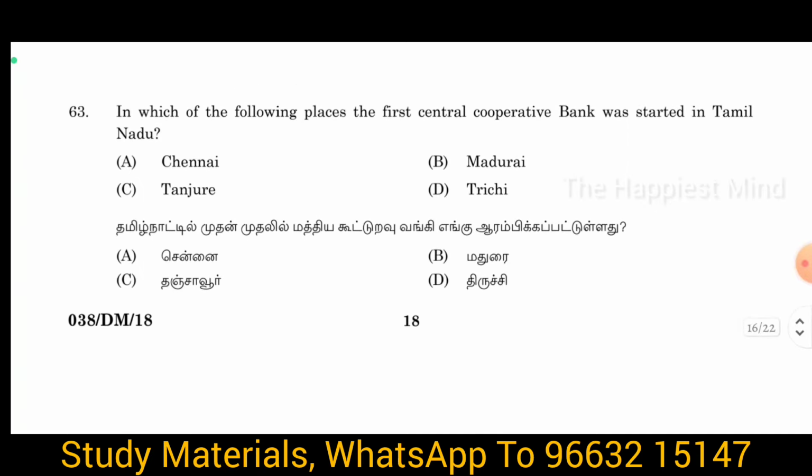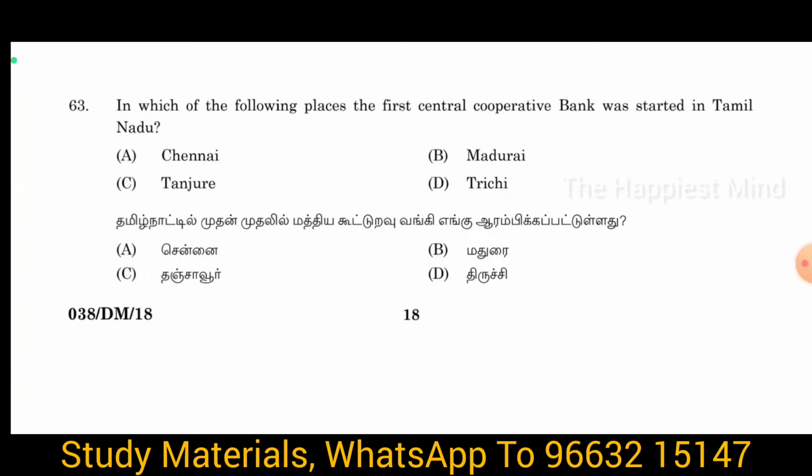Question 63. In which of the following places the first central cooperative bank was started in Tamil Nadu? எந்த பிளேஸில் ஃபர்ஸ்ட் சென்ட்ரல் கோஆபரேட்டிவ் பேங்க் ஸ்டார்ட் ஆச்சு அப்படின்னு கேட்டிருக்காங்க. ஆன்சர் பார்த்தீங்கன்னா ஆப்ஷன் பி, மதுரை. ஸோ மதுரையில் தான் ஃபர்ஸ்ட்டாக சென்ட்ரல் கோஆபரேட்டிவ் பேங்க்ஸ் ஸ்டார்ட் ஆயிடுச்சு.